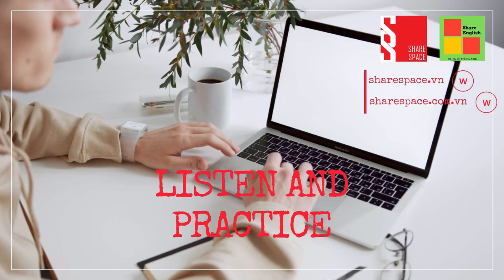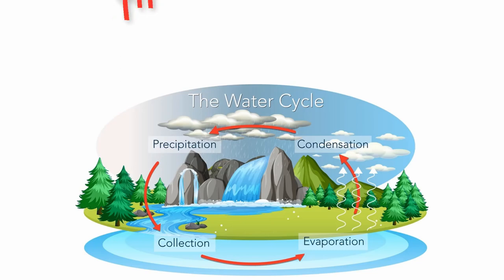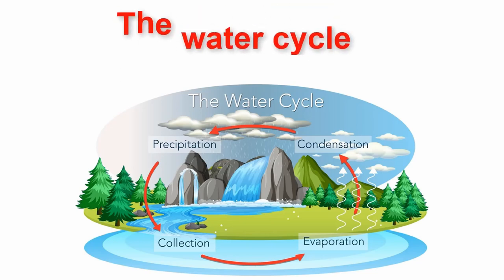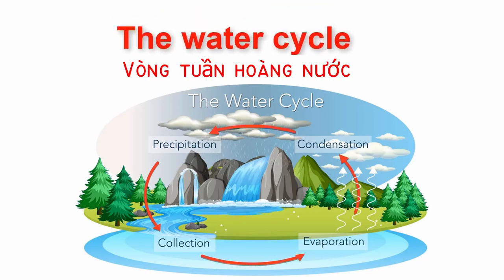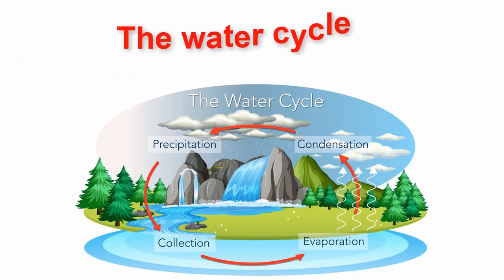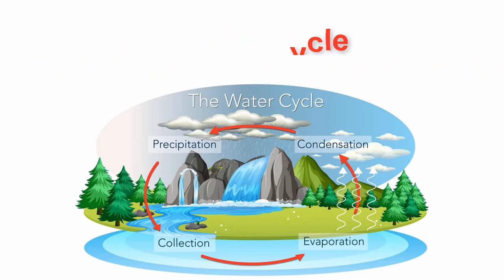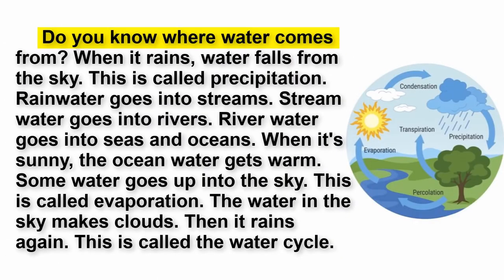Listen and practice. The water cycle. Do you know where water comes from? When it rains, water falls from the sky. This is called precipitation. Rainwater goes into streams.